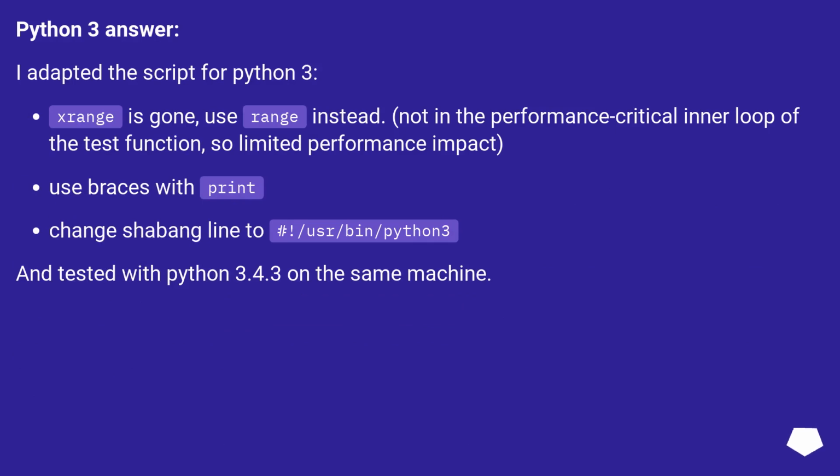Python 3 answer. I adapted the script for Python 3. xrange is gone, use range instead. Not in the performance-critical inner loop of the test function, so limited performance impact. Use parentheses with print, and change the shebang line to #!/usr/bin/python3. And tested with Python 3.4.3 on the same machine.